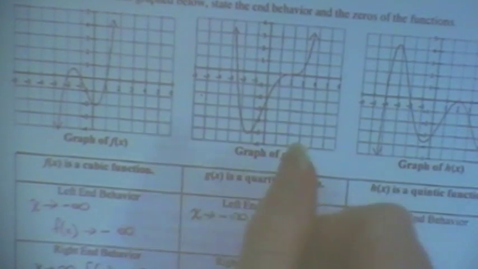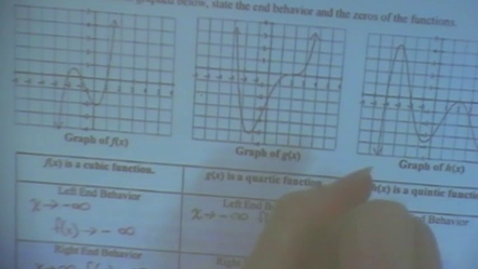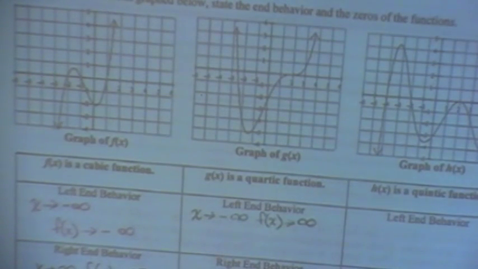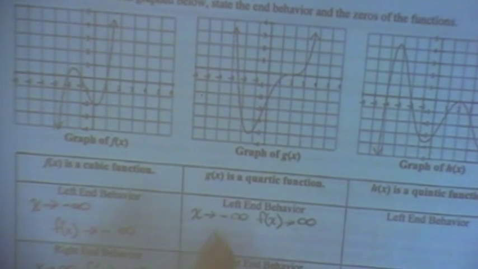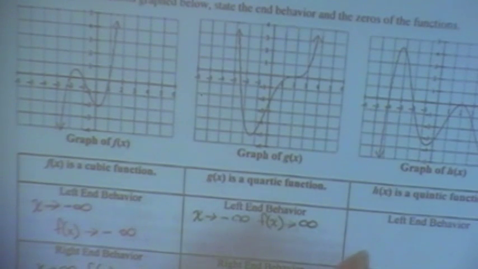Left end behavior. As x approaches negative infinity, so we're reading from the middle of the graph to the left, what is your graph doing? F of x approaches infinity. It does, because it's rising this time. Right end behavior, as x approaches infinity, f of x approaches... If I read from the middle to the right, it also approaches infinity.